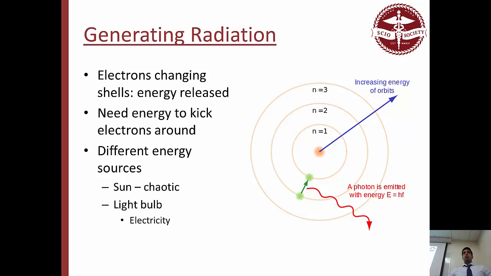Let's talk about what we care about as dentists. So how do we make radiation happen? Well, the sun does it all the time. We know solar radiation exists. How does the sun do it? Well, it has nuclear fission. It uses all these particles. It's very chaotic. It's not very controllable. Unfortunately, we can't put the power of the sun in an X-ray machine.